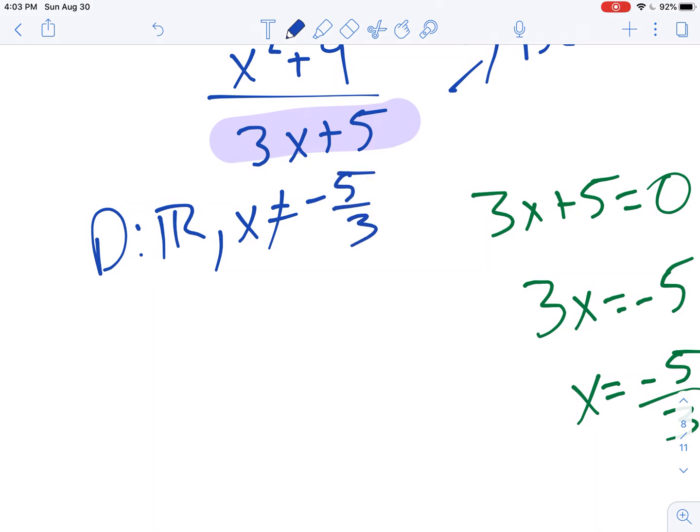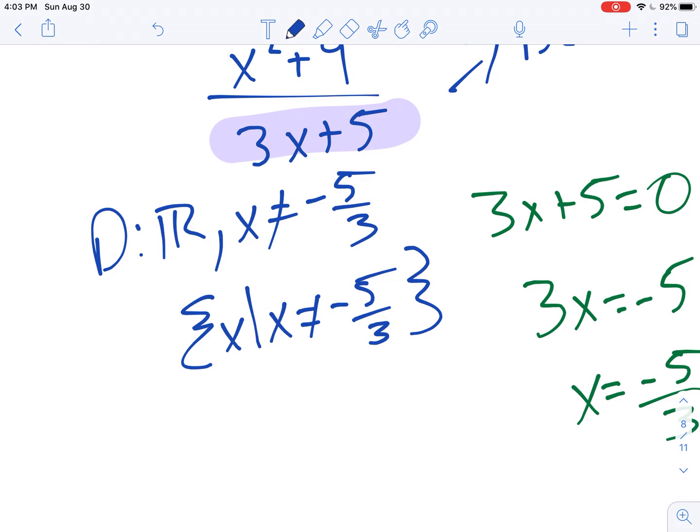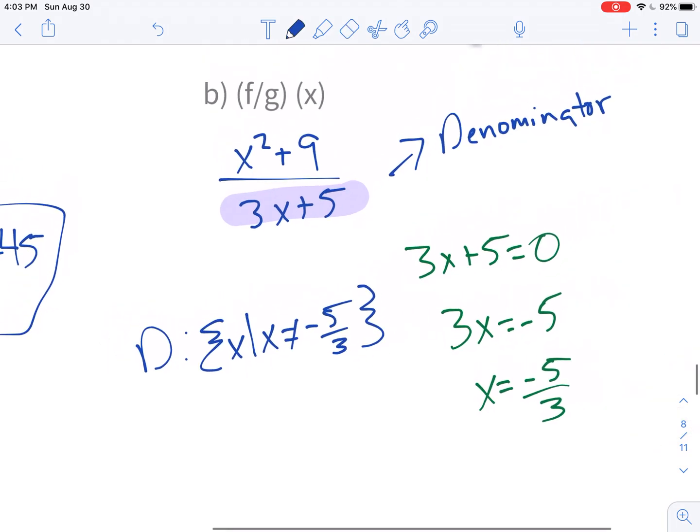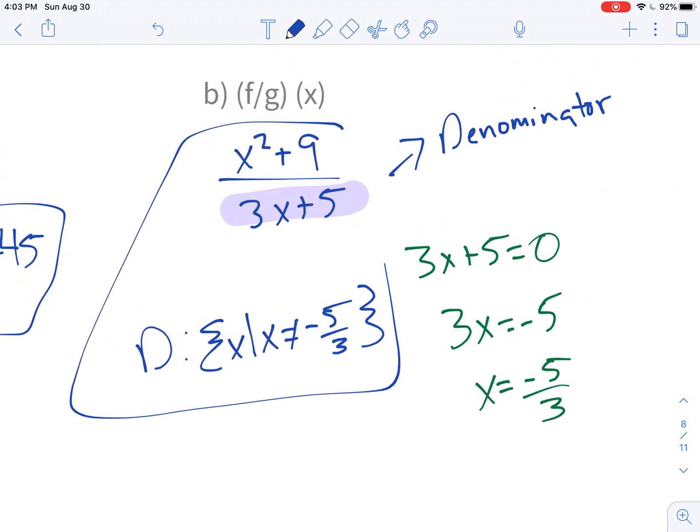On my homework, it would appear like this. All values of x where x can't be equal to negative 5/3. Both of these are the same thing, so I'll actually get rid of my mathematician slang and I'll just stick with the more official stuff I use on homeworks. And this would be my answer here. I'm telling you my domain, I'm telling you my function.